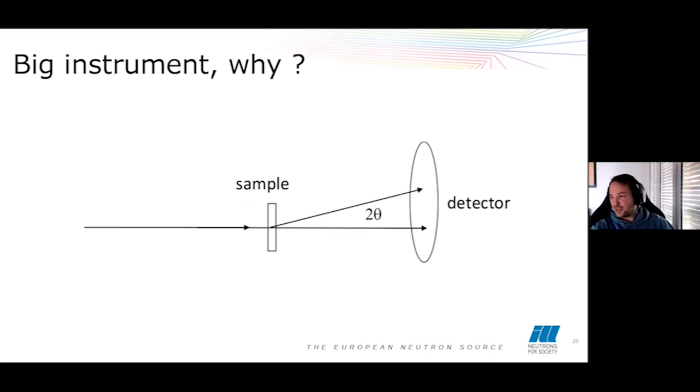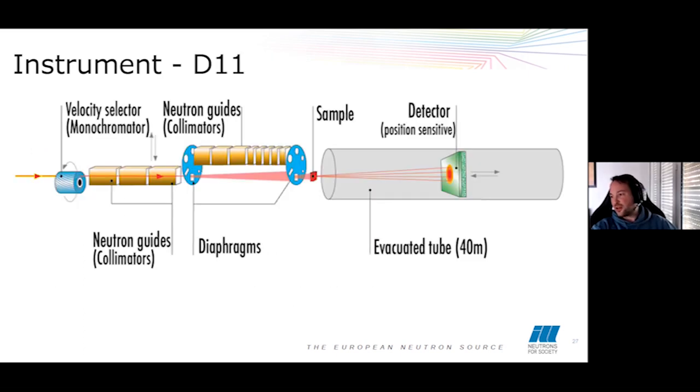But often those instruments are big. Why? It's because the Q value is a function of theta. Resolving, we can get that Q is dependent on the distance between the sample and the detector. So if we have a detector 10 times further, we can go to a Q 10 times lower. And this is very useful, like in instruments like D11.